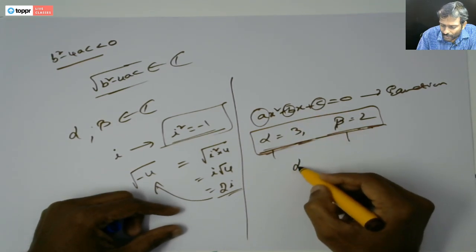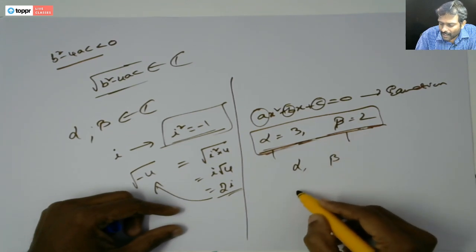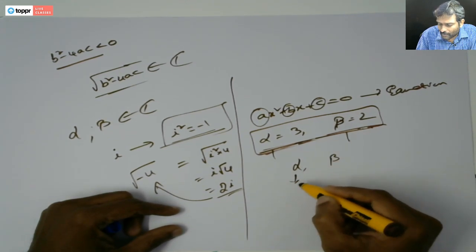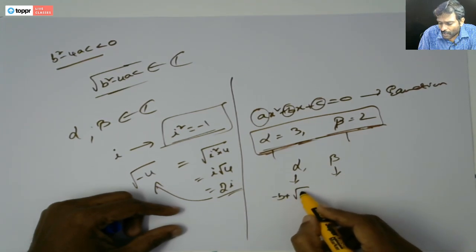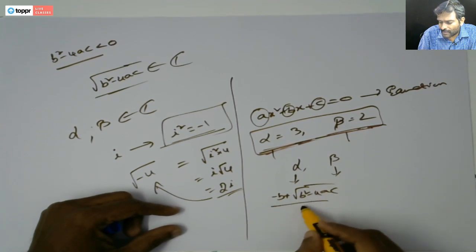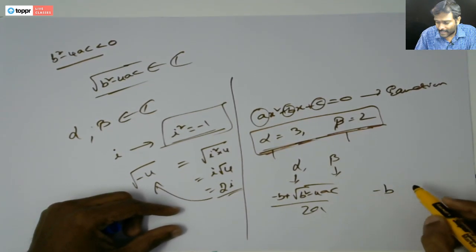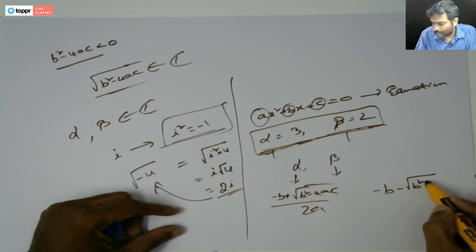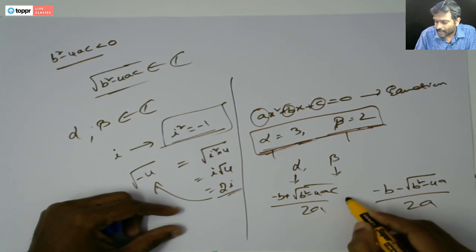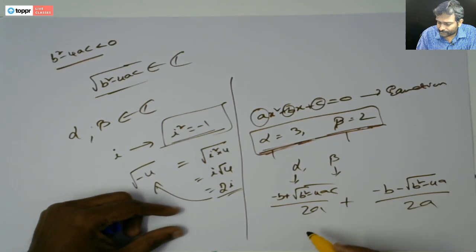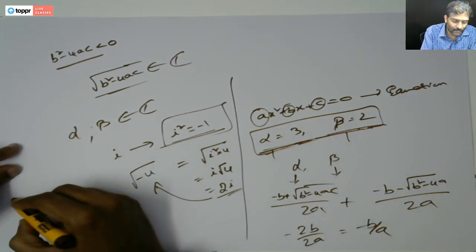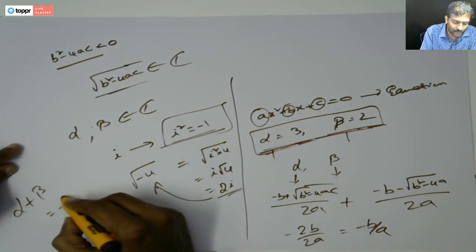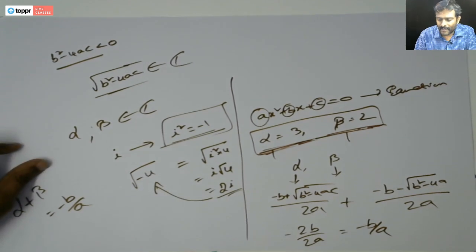Now we already know that alpha and beta are respectively equal to minus b plus root of b square minus 4ac by 2a, and minus b minus root of b square minus 4ac by 2a. When I add these, I get minus 2b by 2a, which is equal to minus b by a. So the sum of the roots, alpha plus beta, will be equal to minus b by a.